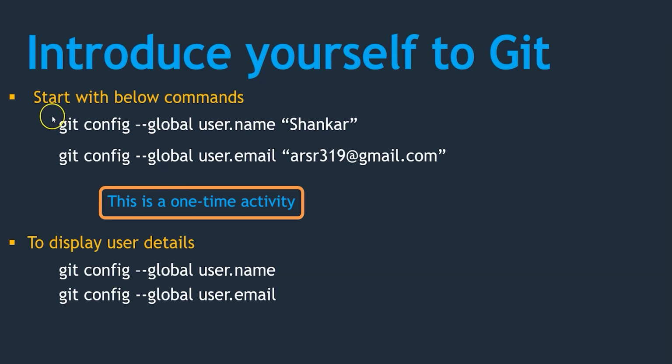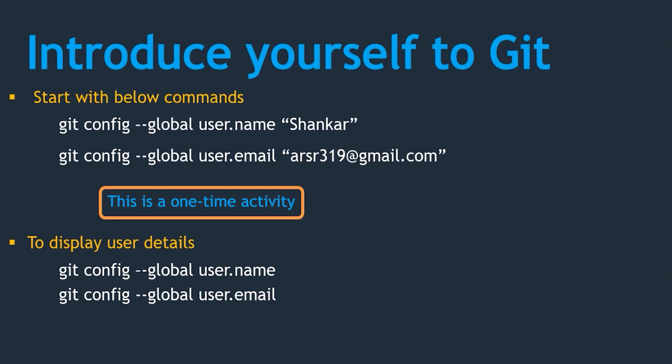We should execute these commands to track our username and email ID. The command we should execute is git config --global user.name followed by the username. In my case, I'm going to give Shankar, and in a similar way user.email we should provide the email ID. And please remember about this email ID. We are going to discuss about this one at a later point of time. In my case, I'm going to use arsr319@gmail.com.